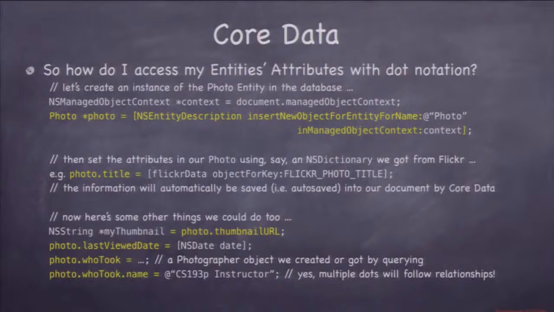Therefore, photo.whoTook.name. Question? Would this require that you set whoTook previously, or does it auto-create a photographer? Right. So the question is, would it auto-create if photo.whoTook was nil? Would it automatically create a photographer in the database so that it can say .name equals whatever? And the answer is no. This is normal properties. If photo.whoTook is nil, then the set name will just be sent to nil. It will do nothing.